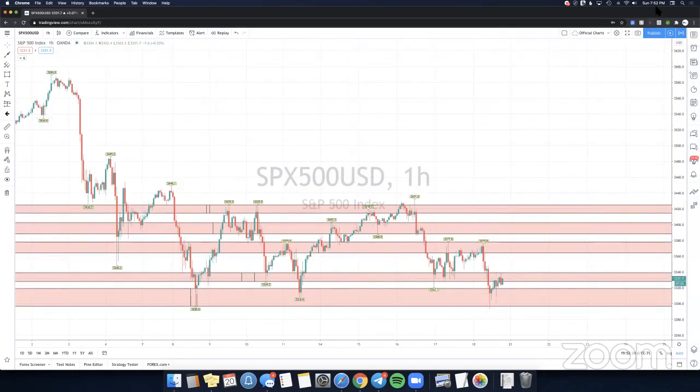I'll probably send out a trade if there is anything available in the next 2 hours, once we get to the next 4-hour candle close.